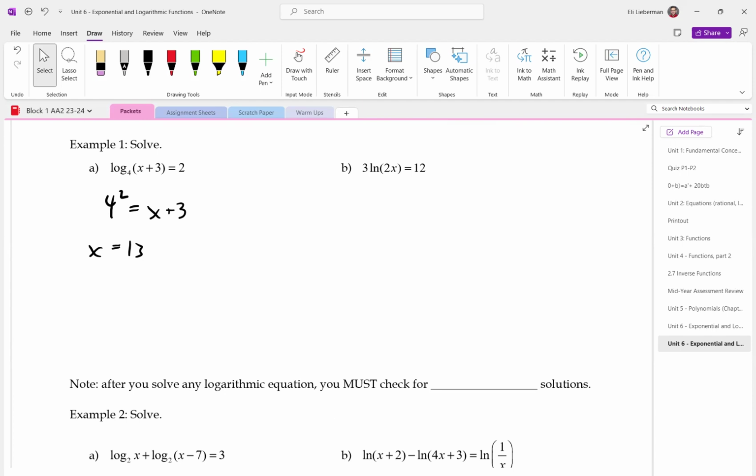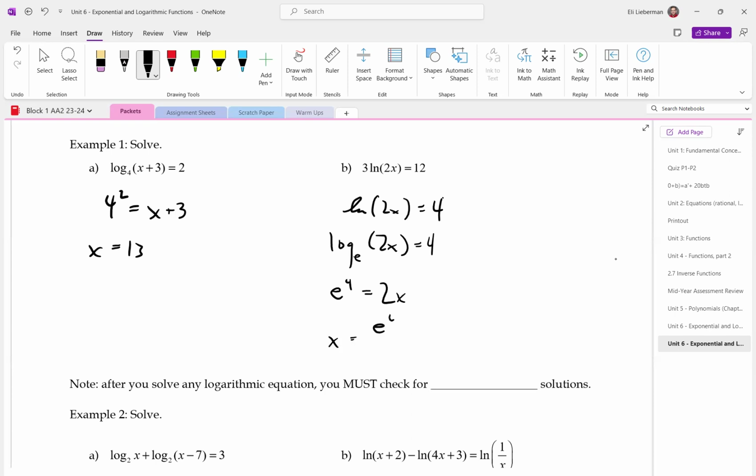Okay, Ava, can you help us out? You do B. I divided both sides by 3. And then I did the long way, and I did log base e of 2x equals 4. And then I did e to the 4th equals 2x. And I got x equals e to the 4th divided by 2.